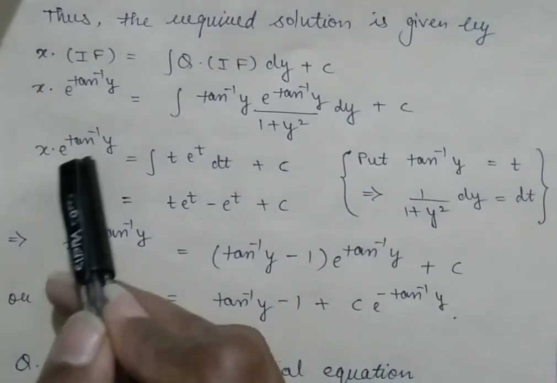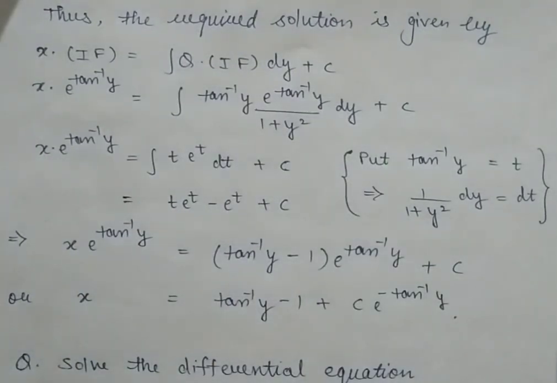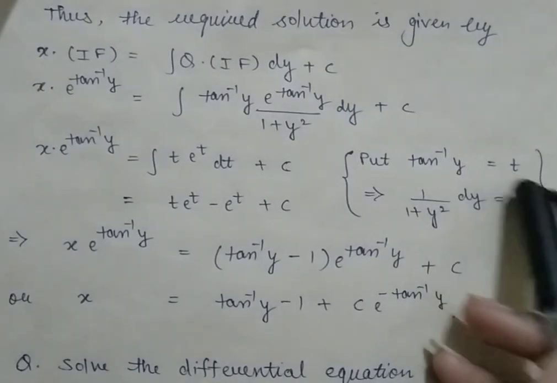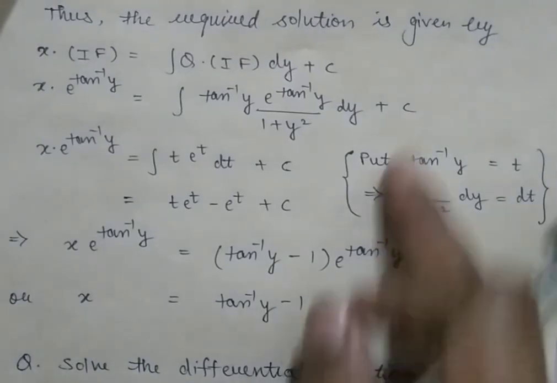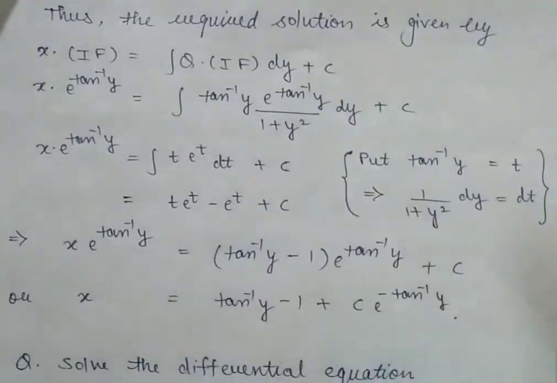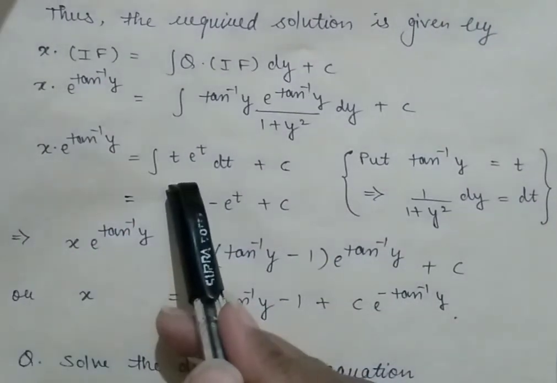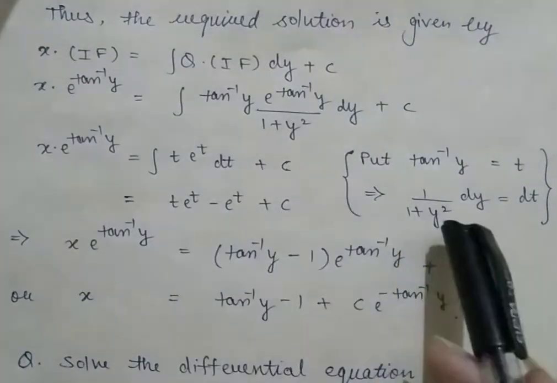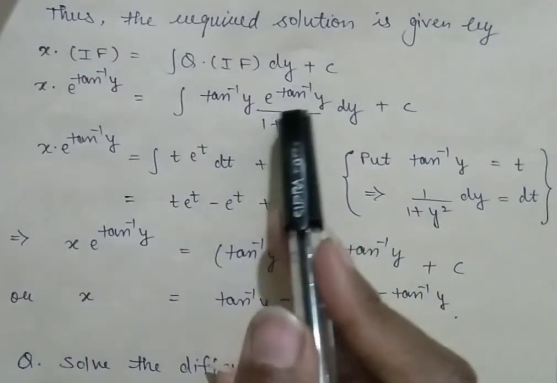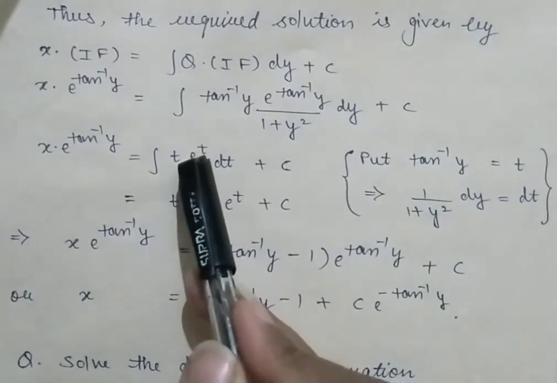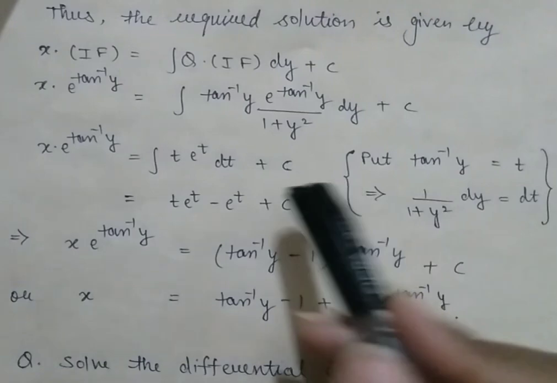x into e raised to the power tan inverse y equals, we want to find this integral. So what we do, we substitute tan inverse y equal to some substitution, say t. Then dy upon 1 plus y square equals dt. Now we put these variables in this integral. In place of tan inverse y, I write t. In place of dy upon 1 plus y square, I write dt, and in place of e raised to the power tan inverse y, I write e raised to the power t. So this reduces to integral t e raised to the power t dt plus c.